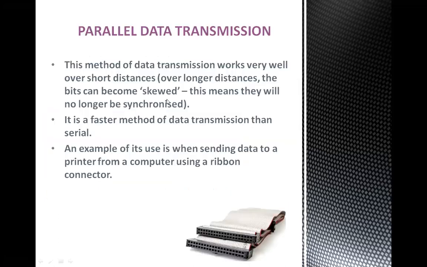Now, moving further, parallel transmission. This transmission works very well over short distances. Over long distances, the database becomes skewed. This means that they will no longer be synchronized. It is a faster method of transmission. Now, this is very important. An example will be sending data to a printer from a computer using a ribbon connector.